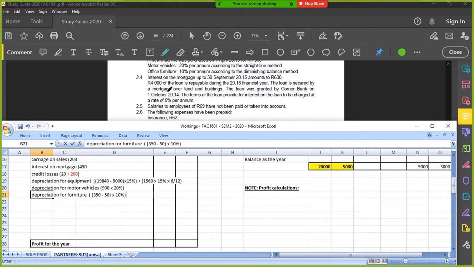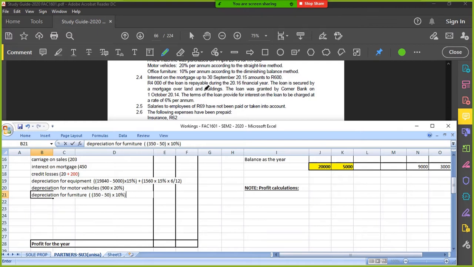Yes. Right, 2.4. Interest on the mortgage up to 30th November amounts to 600. 4,000 of the loan is repayable during 20.6. Okay, that's next year. That's disclosure. Right, remember, you need to disclose short-term loans from long-term loans because you have current liabilities and you have non-current liabilities. That's a disclosure line item. If you're following, you can highlight that.